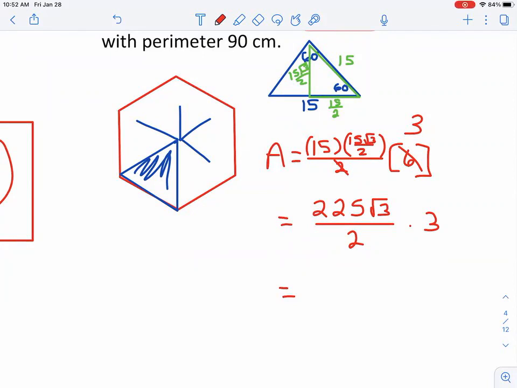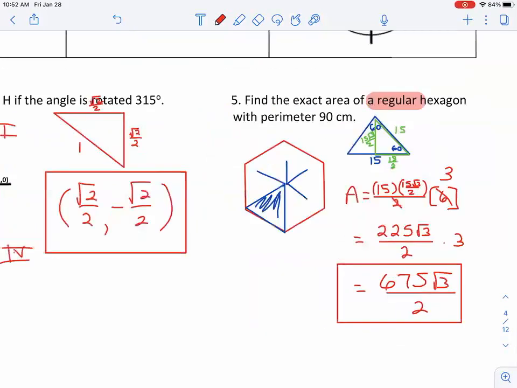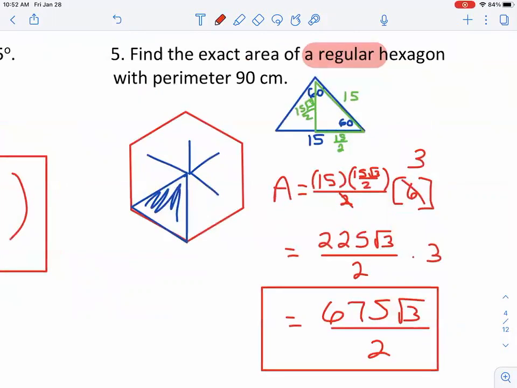giving me a grand total of 225 times 3. That would be, well, 200 times 3 would be 600. 25 times 3 would be 75. So that's 675 root 3 over 2. And that would be the area of the regular hexagon with a perimeter of 90.